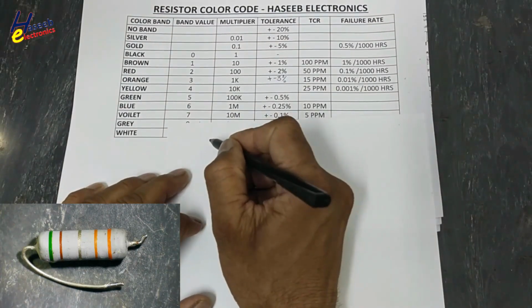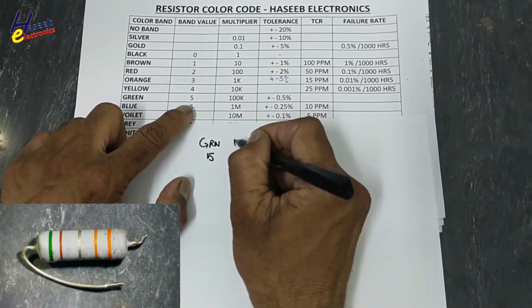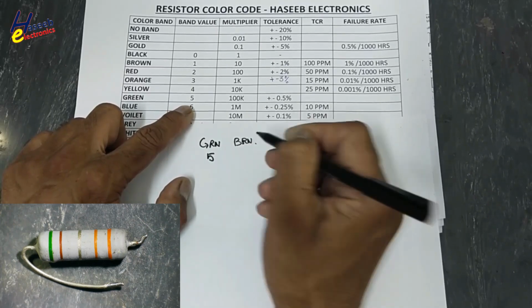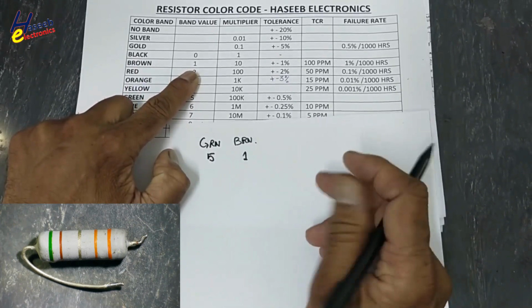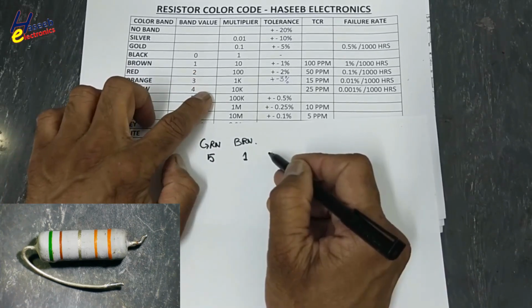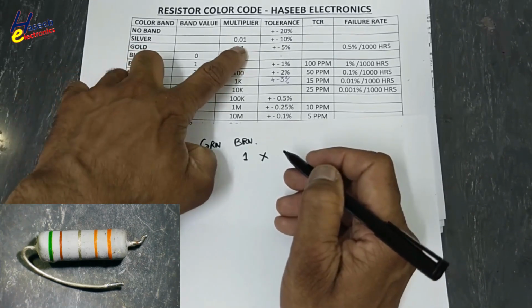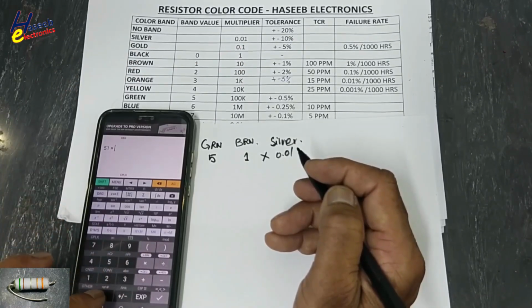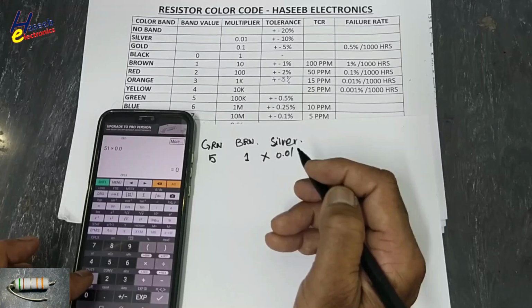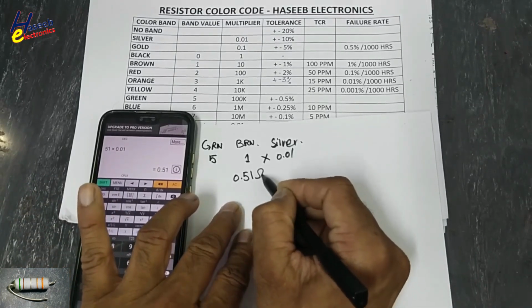First band green, value of green 5. Second band brown, 1. These two are significant digits. Then the distant band, multiplier silver, 0.01. 51 multiply 0.01, it is 0.51 ohm resistor.